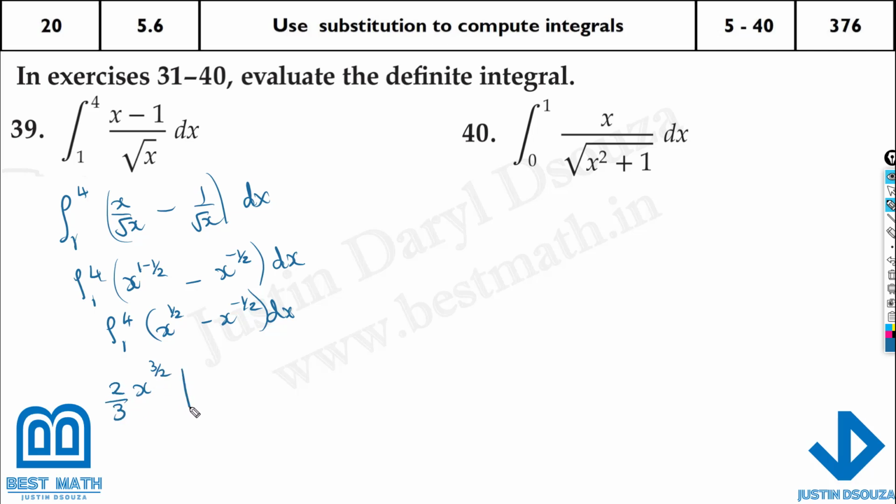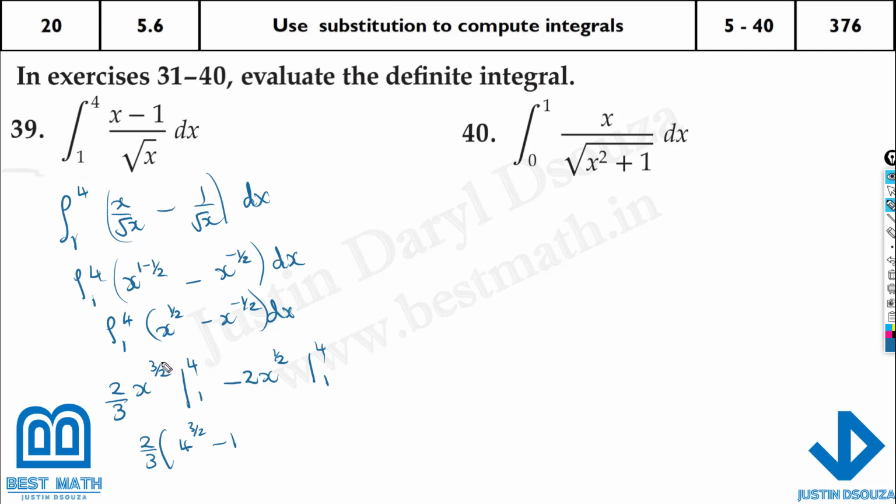You have done this before, and the limit over here will be from 4 to 1 minus, here it's going to be positive half, and the 2 divided by 1, I'll just write 2 over here, and the limit over here is 4 and 1 itself. So what's going to happen here? It's 2/3 of 4 to the power 3 by 2 minus 1. It's upper limit minus lower limit.